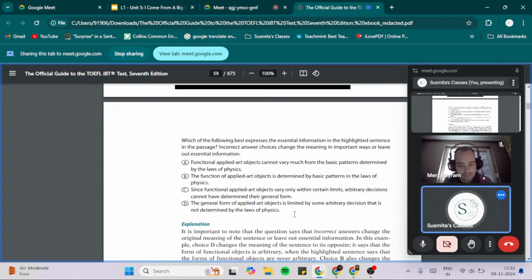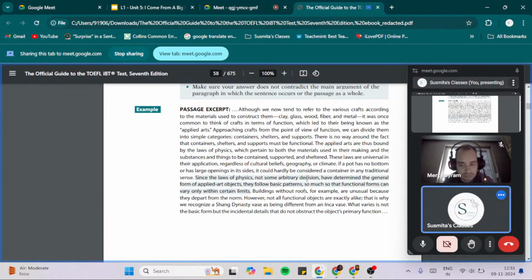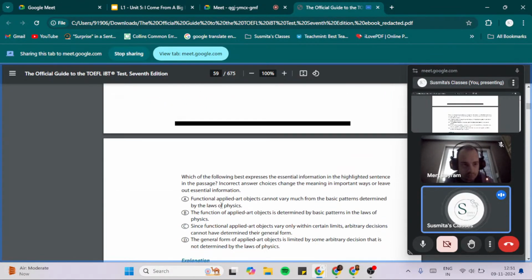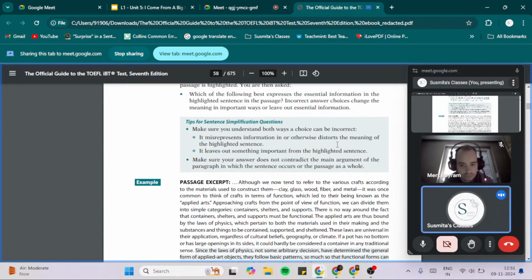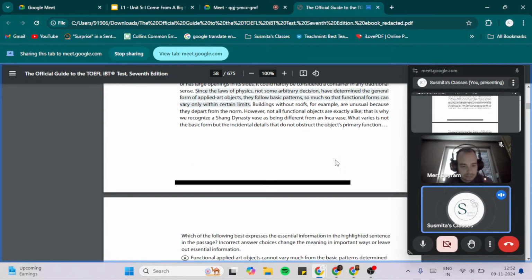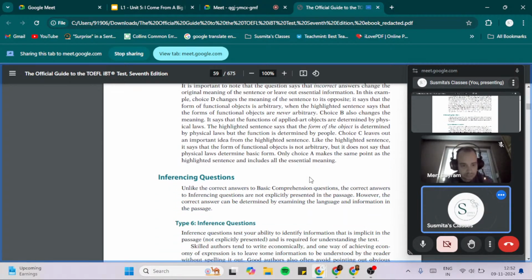When you look at the options, you should look back at the passage and make sure that everything mentioned there is in the highlighted sentence and the passage also. Nowhere should it contradict the information, nowhere should it misrepresent the information, and nowhere should it leave out the most important things from the highlighted sentence. All those things you will need to make sure, then only you will be able to select the correct option over here.